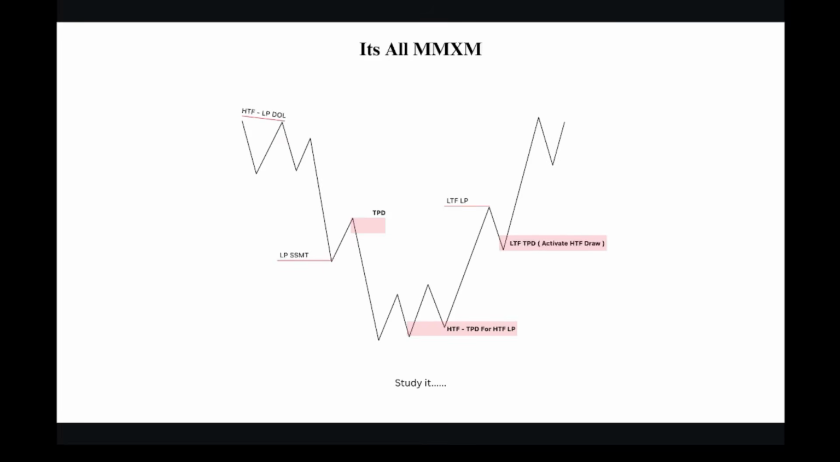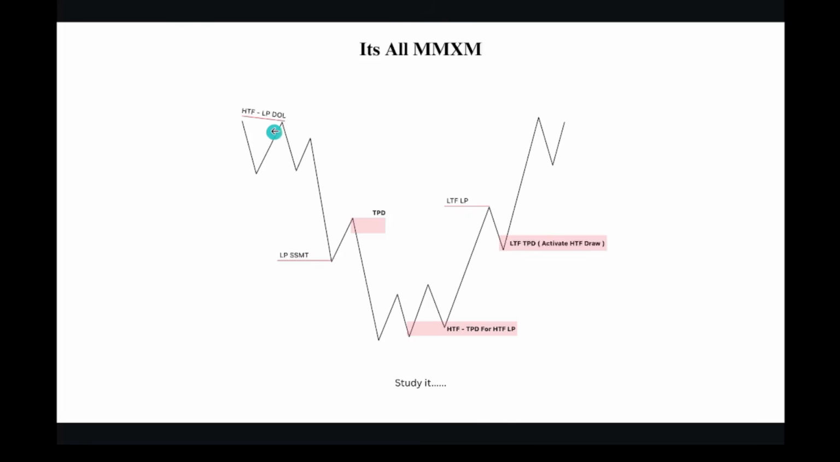Now, a time frame aligned TPD slash sequential SMT takes out an LP sequential SMT, or it will continue an LP sequential SMT. What does this mean? Let's use this for example. Over here you have your higher time frame LP, which will be your overall drawn liquidity. Now, just because this is a LP SMT does not mean you cannot take a trade off of it.